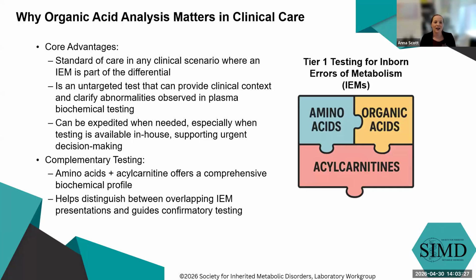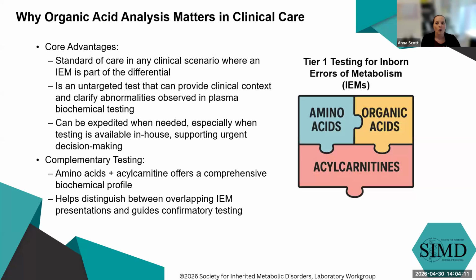So I'm going to dive right into it. Why does urine organic acid analysis matter? It is the third piece of the metabolic trifecta when we are working up a potential inborn error of metabolism. We've got our plasma testing for amino acids and acylcarnitines that were already described in previous lectures. And organic acids is the urine test that really complements this blood testing. I love it because it's an untargeted assay. Sometimes, and I'll show you through some case examples, it can provide clinical context and clarify abnormalities that we observe in the plasma testing.